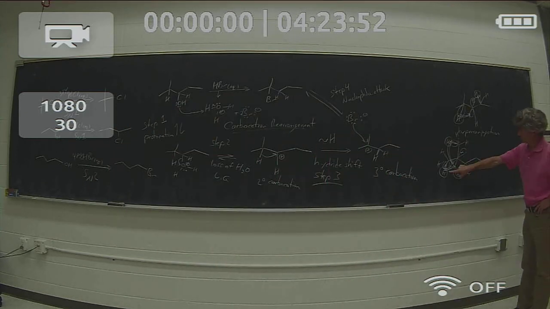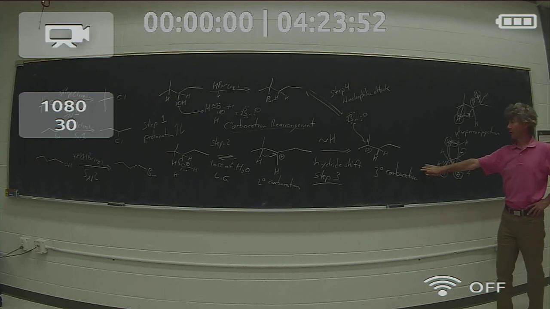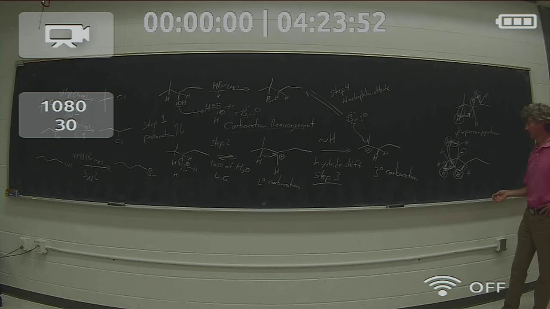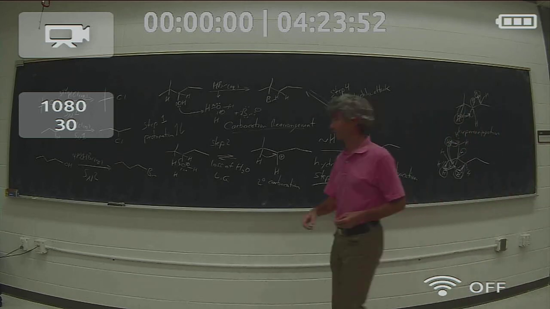Three hyperconjugative interactions stabilize the carbocation better than two hyperconjugative interactions. You'll notice that in this case I showed all three donating into the same lobe. Here I showed them donating into different lobes. That's not actually relevant because it's a planar intermediate, so these two lobes are equivalent. So we have better hyperconjugation to the tertiary carbocation, and that drives this carbocation rearrangement, or hydride shift.